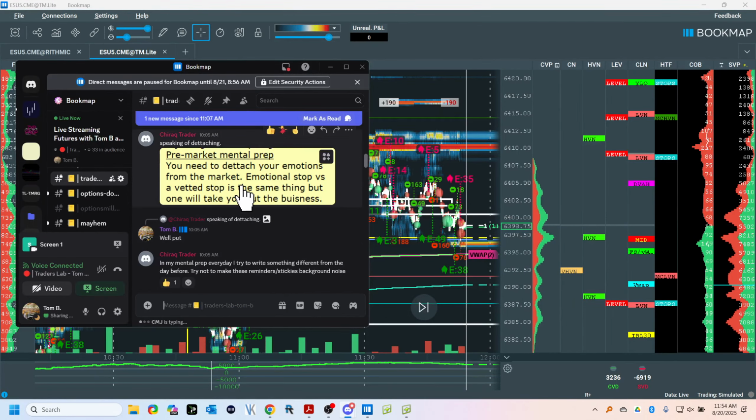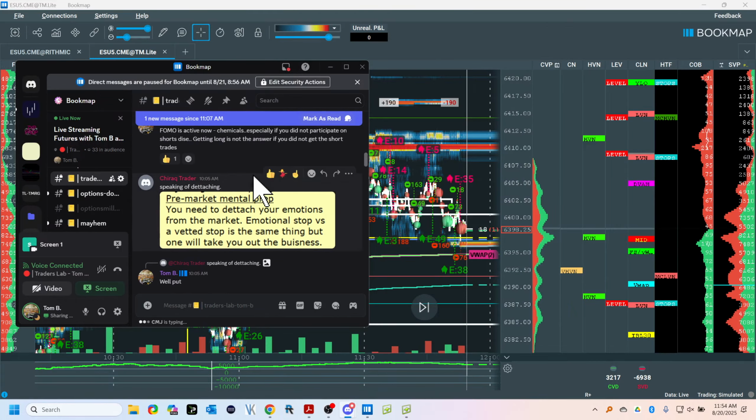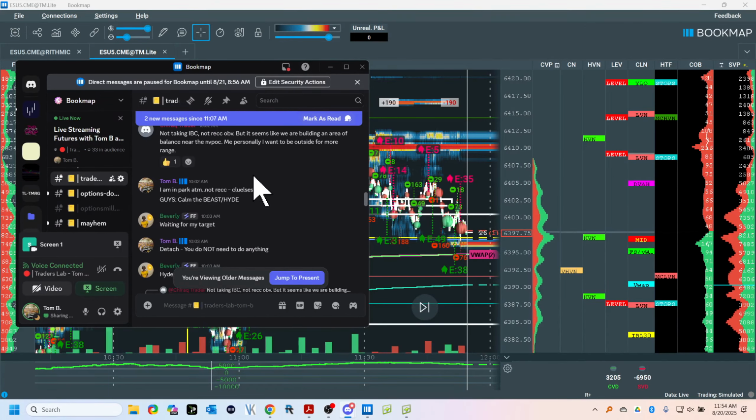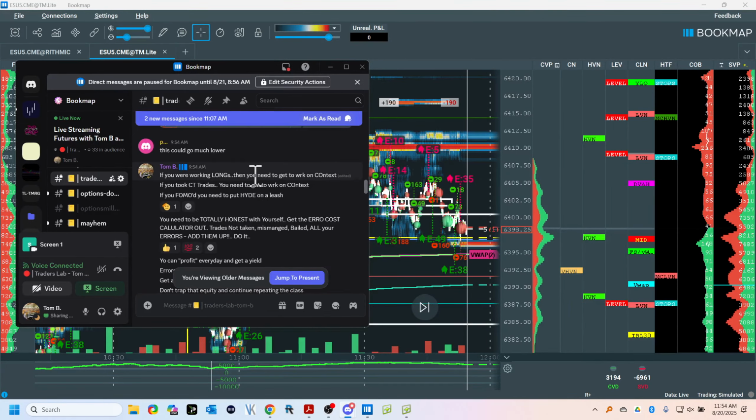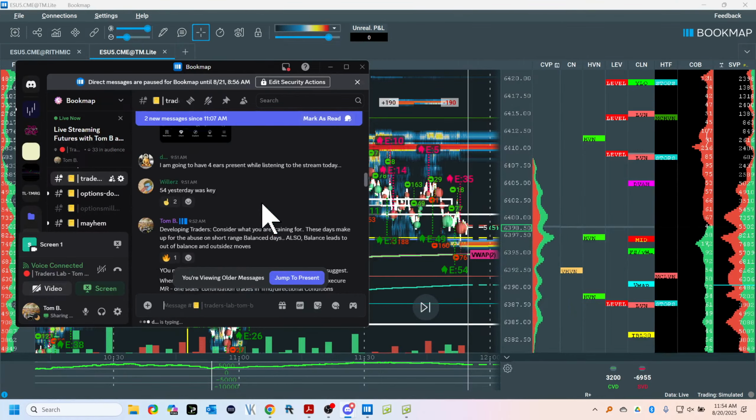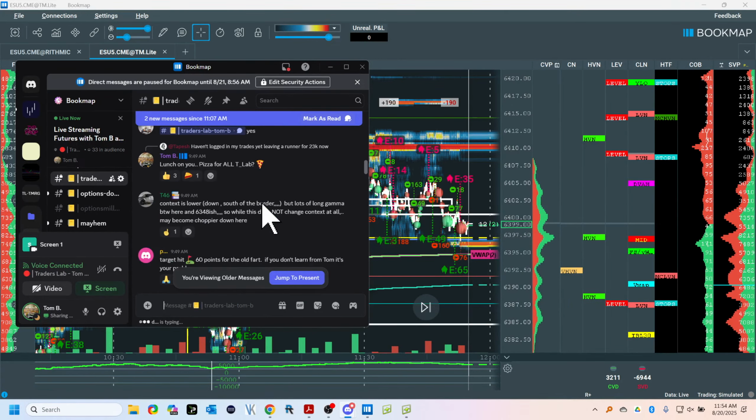Pre-market prep. You need to detach your emotions from the market. Emotional stop versus a vetted stop is the same thing, but one will take you out of the business. Thank you for posting. And I'm posting in the morning, and I'm here to kind of try to keep you centered as well as everybody else. If you were taking longs, then you need to get to work on context. If you took counter-trend trades, you need to get to work on context. If you FOMO'd, you need to put that on a leash. So this is Trader Lab, and there's just tons of stuff in here, guys.